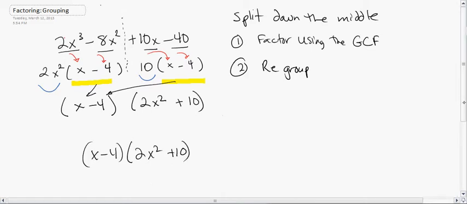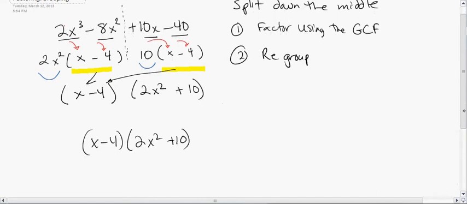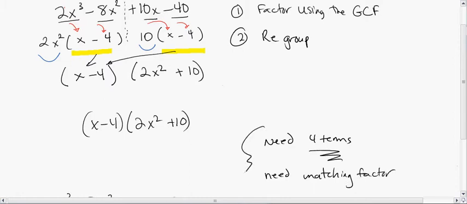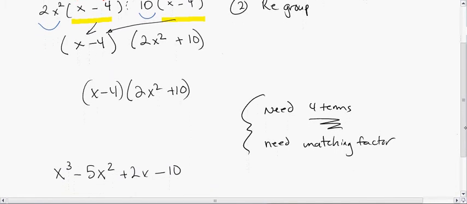Pretty easy. For this to work, you have to have 4 terms. So you need 4 terms, right, for this to work. And you have to get a matching factor. So you'll need a matching factor for regrouping. If you don't have both those things, then this method is not going to work.